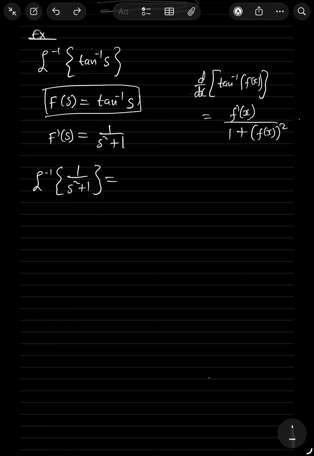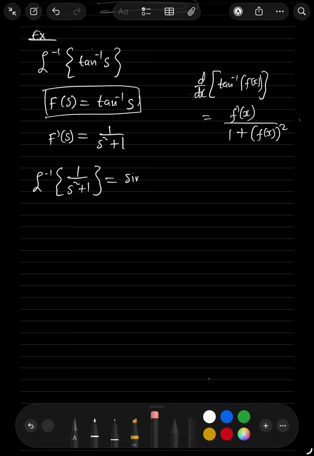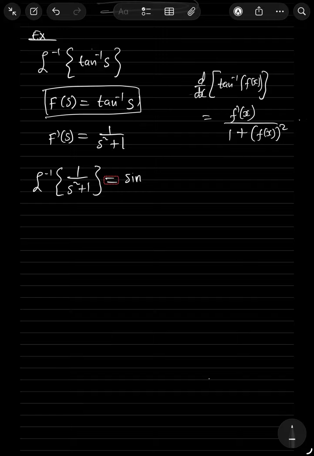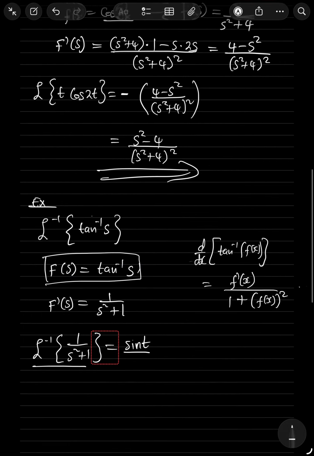So automatically, if this is omega, right? So we are going to get sine. So this is just sine. We are going to get sine here. So this is sine t, isn't it? We are going to get sine t. This is sine t, right? So now this part is equal to sine t, and we know that also this part is equal to this, right?